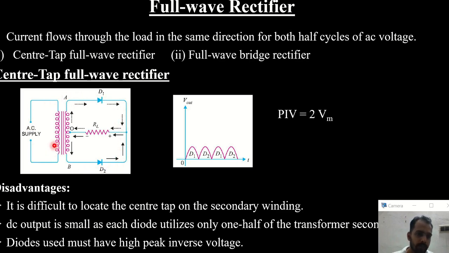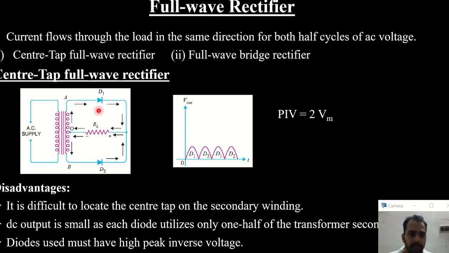This is the schematic or circuit diagram of a center tap full wave rectifier. Here the AC supply is applied to a step down transformer, and the step down transformer should have a secondary with a center tap. That means A is one end and B is the other end, and O is the center tap of the secondary of the transformer which is used to step down the input AC voltage.